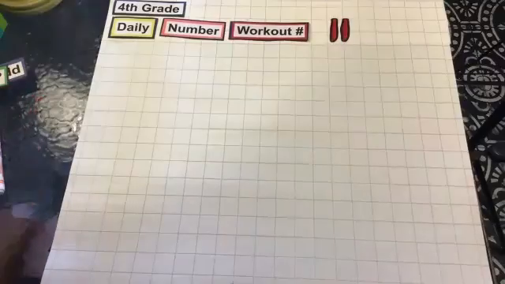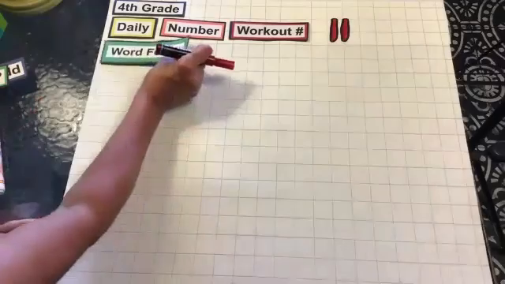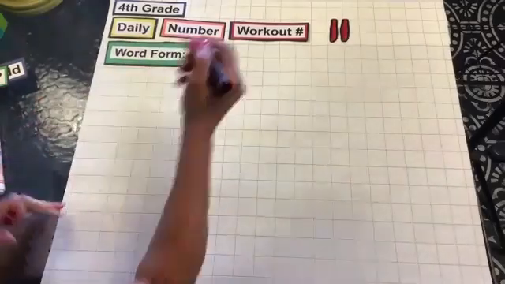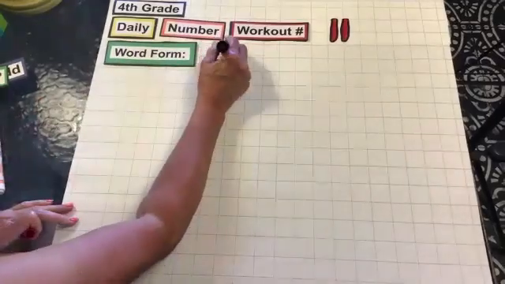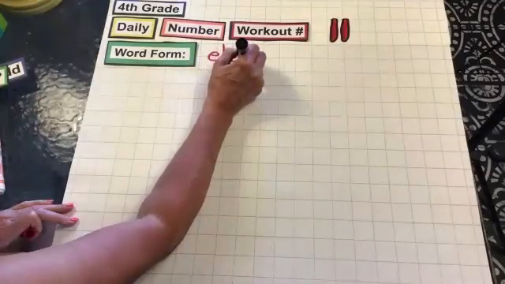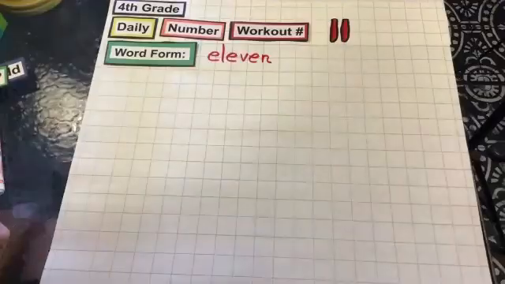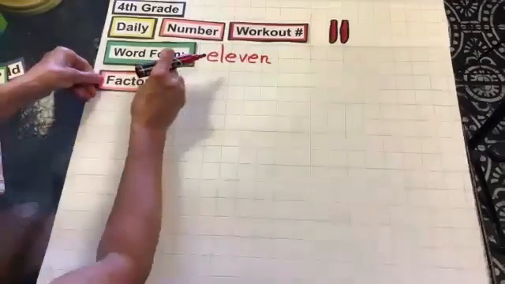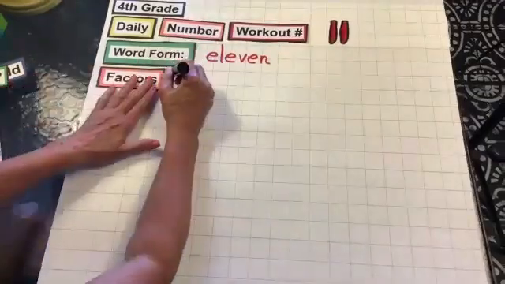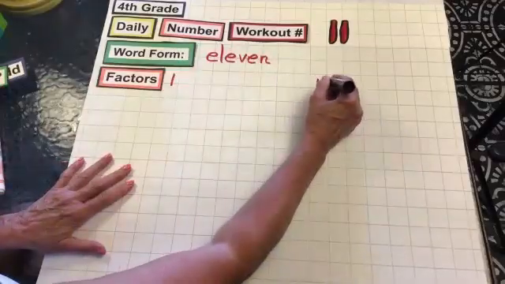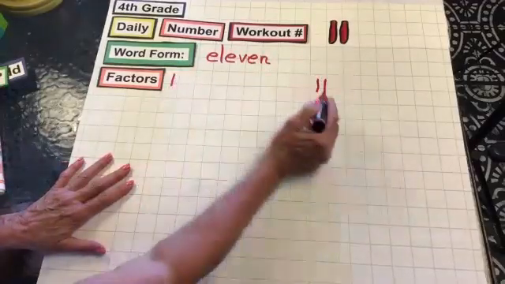We are on number 11. So let's write the word form of 11. So let's go for the factors of 11. 1 times 11. Does 2 go into 11?